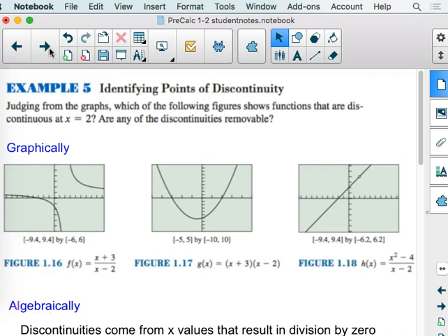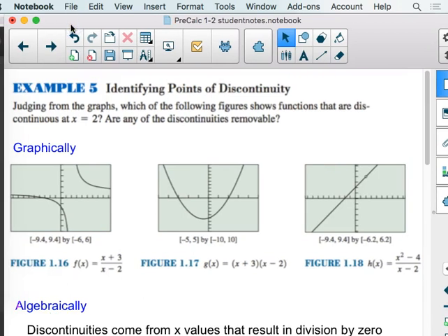So, identifying points of discontinuity. Judging from the graphs, which of the following figures shows functions that are discontinuous at x equals 2? And then are any of those discontinuities removable? So, we're looking for breaks at x equals 2, breaks in the graph. x equals 2, right there. Is that discontinuous? Yeah, it is. So judging which of the following show functions that are discontinuous, here's one right here.